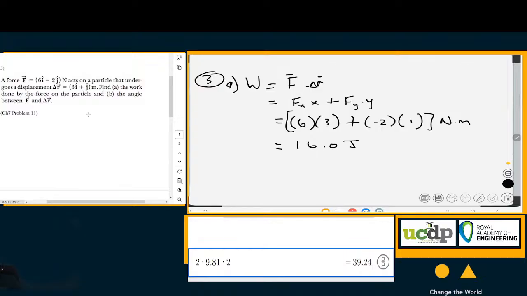What does B require that we do? The angle between those two. The theta between those two is equal to, I'm not going to go into the math of why this is, but it's equal to the inverse cosine of the dot product of those two vectors over the magnitudes of F and delta r, the magnitude of these two vectors.